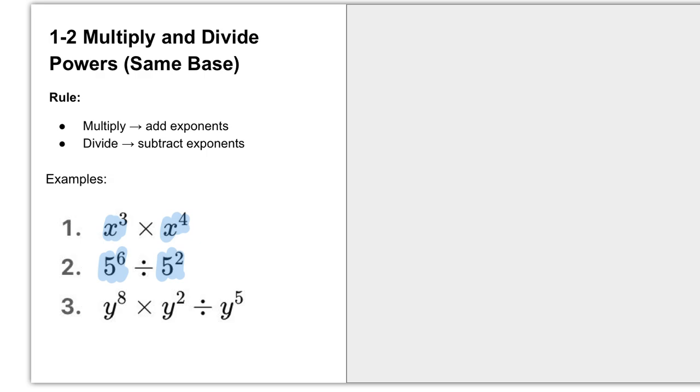The first example is x raised to the 3rd power times x raised to the 4th power. So why are we adding? The rule is saying that we have to add the exponents. So this means that we add 3 plus 4. So that will equal x raised to the 7th power. Well, let's check our work. Are there 7 x's that are multiplied by itself?